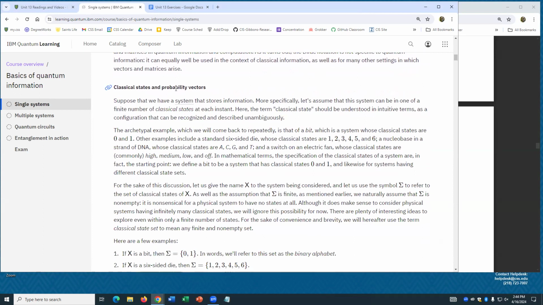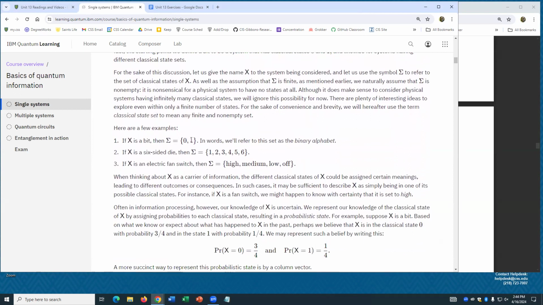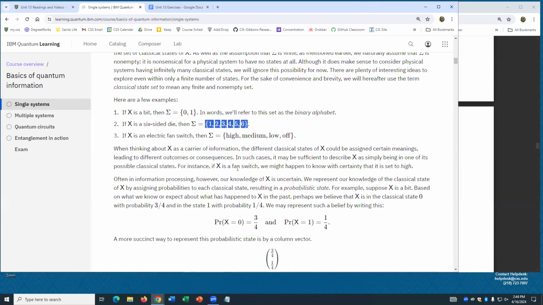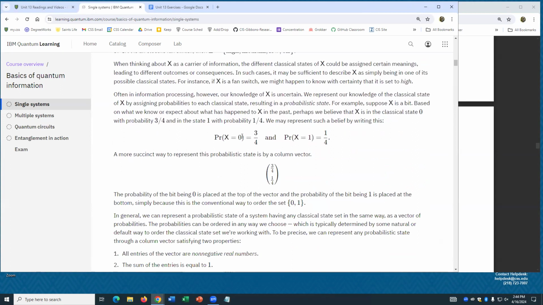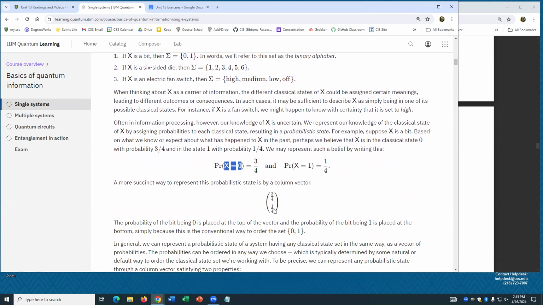So it kind of walks you through classical computation, talking about bits being either 0 or 1, but we can talk about other things like a 6-sided die, which can have something in this set: 1, 2, 3, 4, 5, 6. If you roll a die, it has to be one of those things. And then you can talk about the probability of things. So the probability of X being 0 in this state is 3/4, and the probability of X being 1 is 1/4. And we like to write this as a vector.